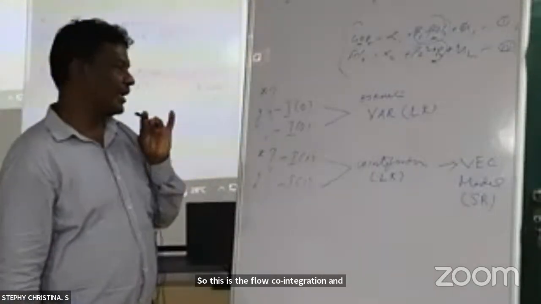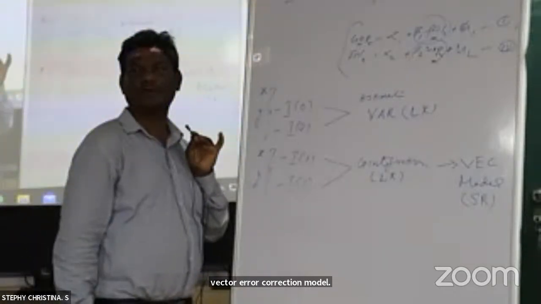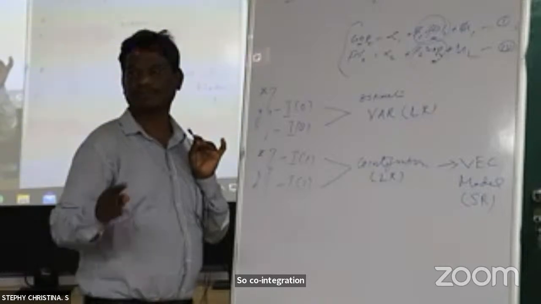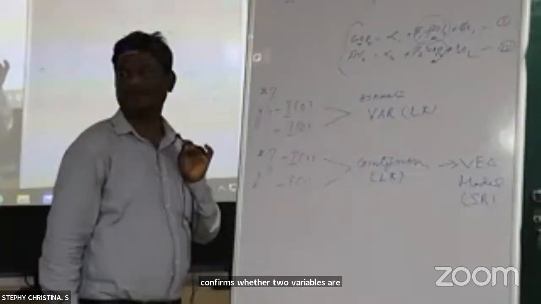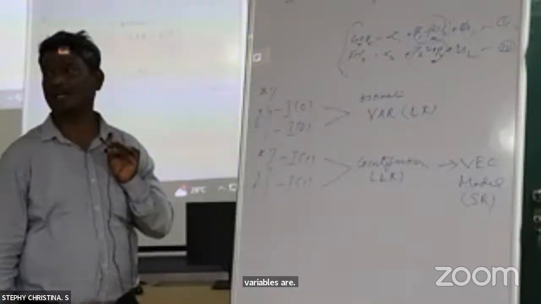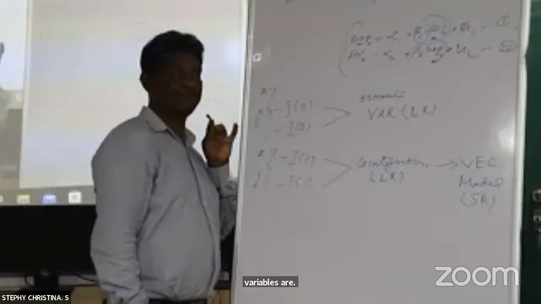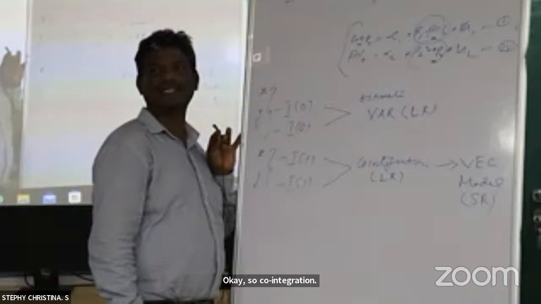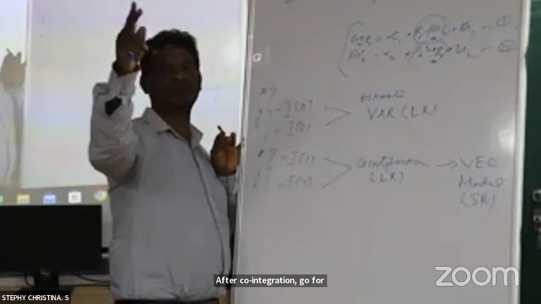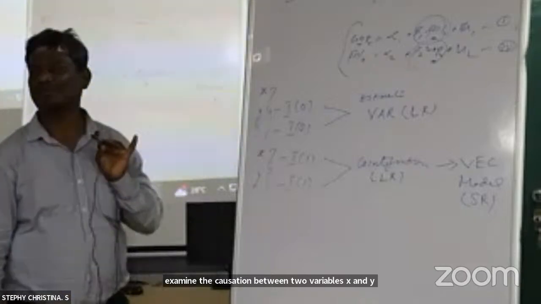So co-integration confirms whether two variables are related in the long run or not. That's very simple. After co-integration, go on to examine the causation between two variables x and y using vector error correction. It's a simple flow.